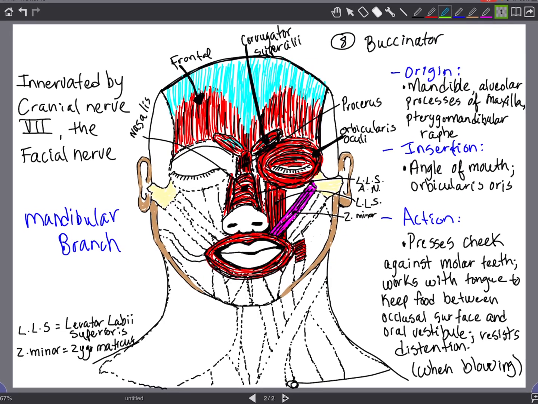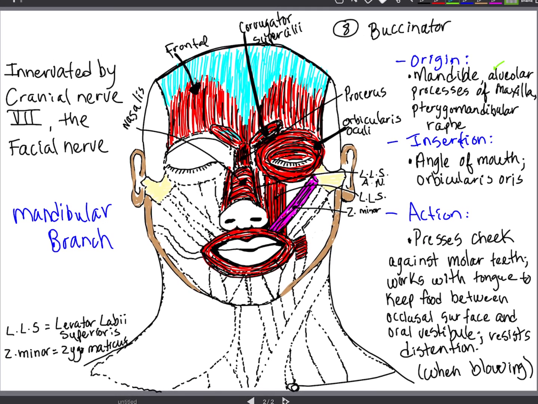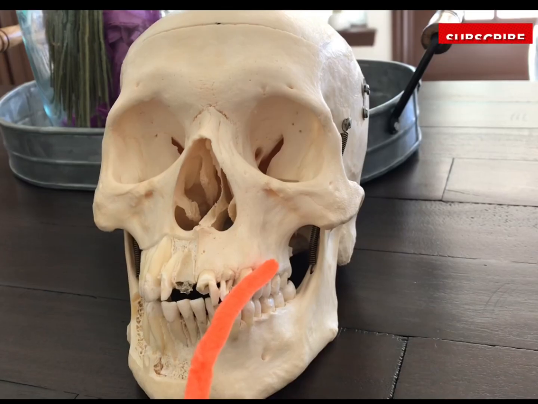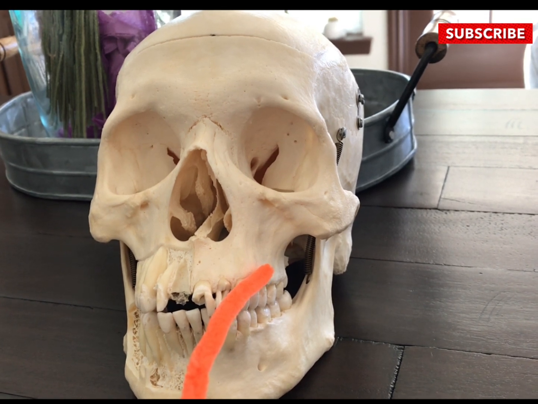Muscle number 8 is the Buccinator, which is a cheek muscle. The origin is the alveolar processes of the maxilla and mandible, and the pterygomandibular raphe. The insertion is the angle of the mouth and the orbicularis oris, and the action is to press the cheek against the molar teeth. It also works with the tongue to keep the food between the occlusal surfaces and out of the oral vestibule, and it also resists distension, such as when blowing. Alveolar process of maxilla, origin of Buccinator.